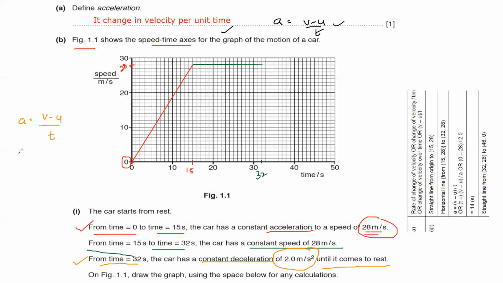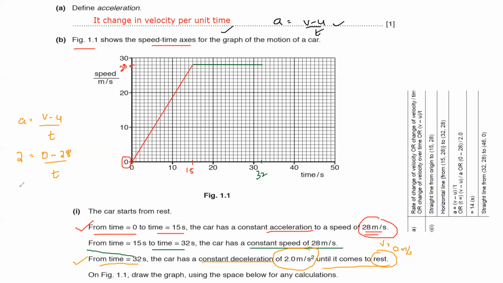So acceleration or deceleration is 2. Final velocity, what is the final velocity? That is 0. Why 0? Because they mentioned it stops. So final velocity is 0. And what about the starting velocity? The car was moving with a velocity of 28 meters per second. So initial velocity will be 28, divided by time. And because it is deceleration, when we work out the time, it will come out minus 28.